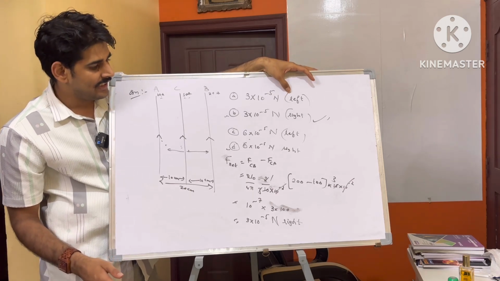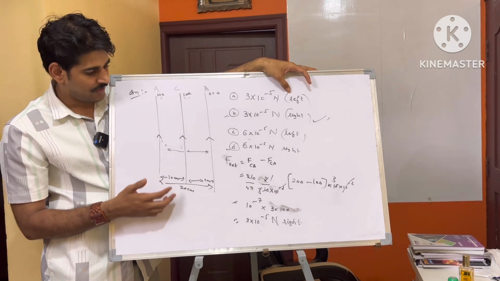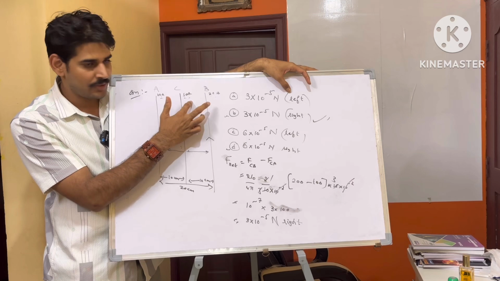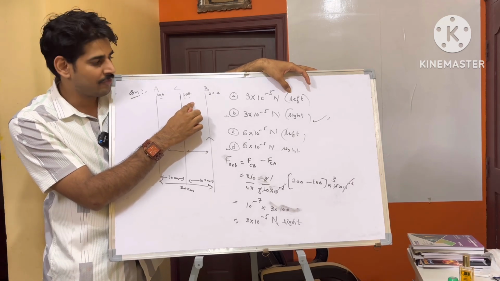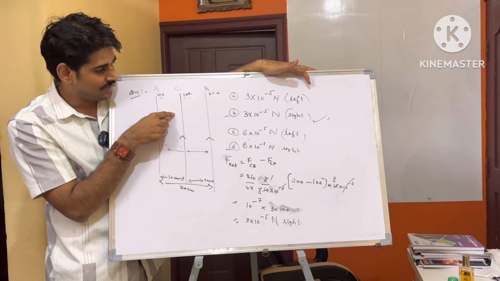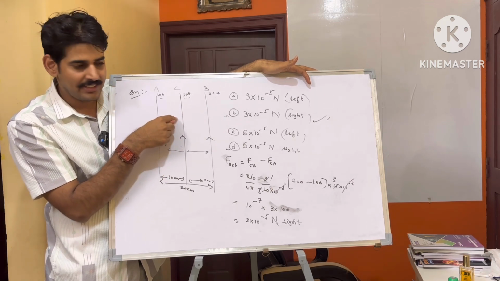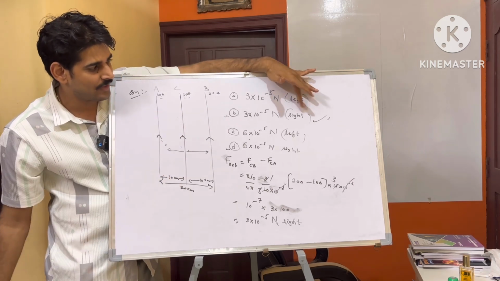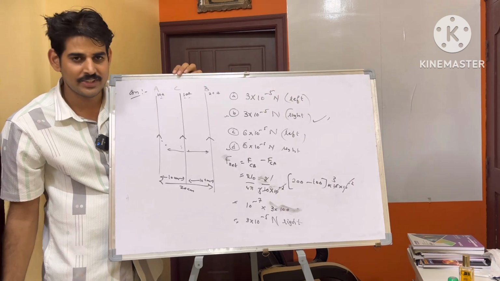We can directly eliminate the two options which are left, because the product of the magnitudes of currents is greater in the case of C and B. Therefore, the force on wire C is directed towards the right. We can eliminate the options which are left.